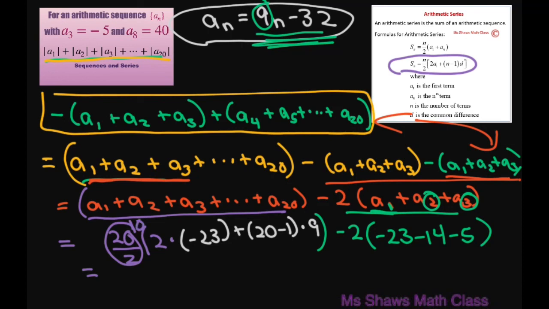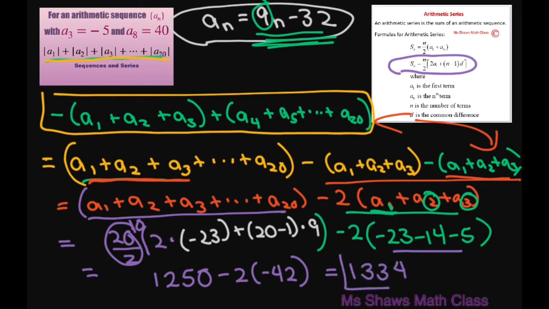And when you simplify all this, you're going to get 1,250. And then you're going to have minus 2 times negative 42. And then when you simplify all that, you're going to get 1,334. And that's your sum of the sequence.